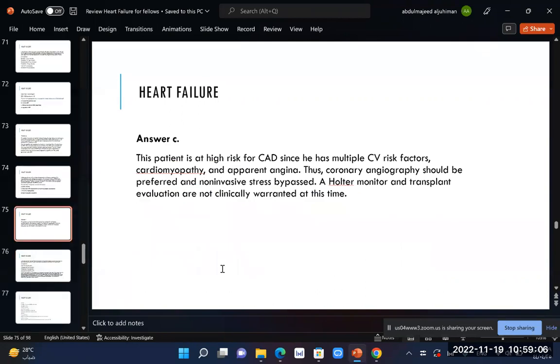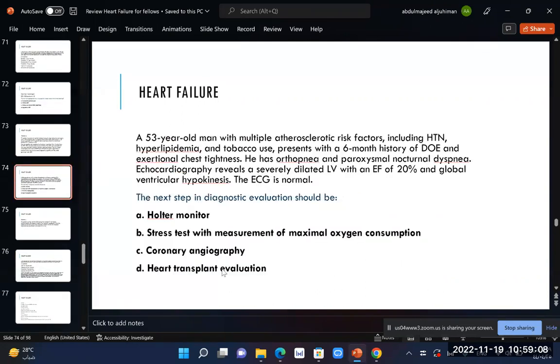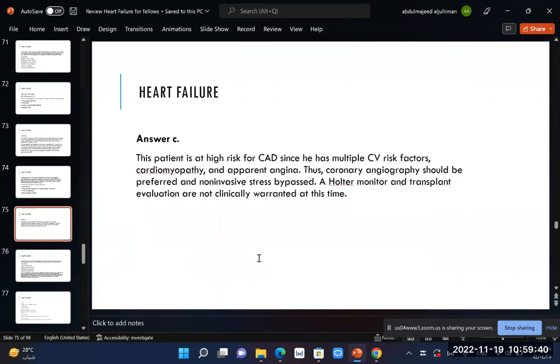Yes. Excellent. So a Holter monitor does not serve you a lot here. ECG is normal. Stress test with measurement of maximal oxygen consumption: you can do this only in a very long stem history where you have multiple admissions, a low EF, a patient who had done everything before doing maximal O2 consumption. This is pre-transplant work. Coronary angiography is the right answer, and even heart transplant evaluation, still we are not there yet. So the answer is coronary angiography.